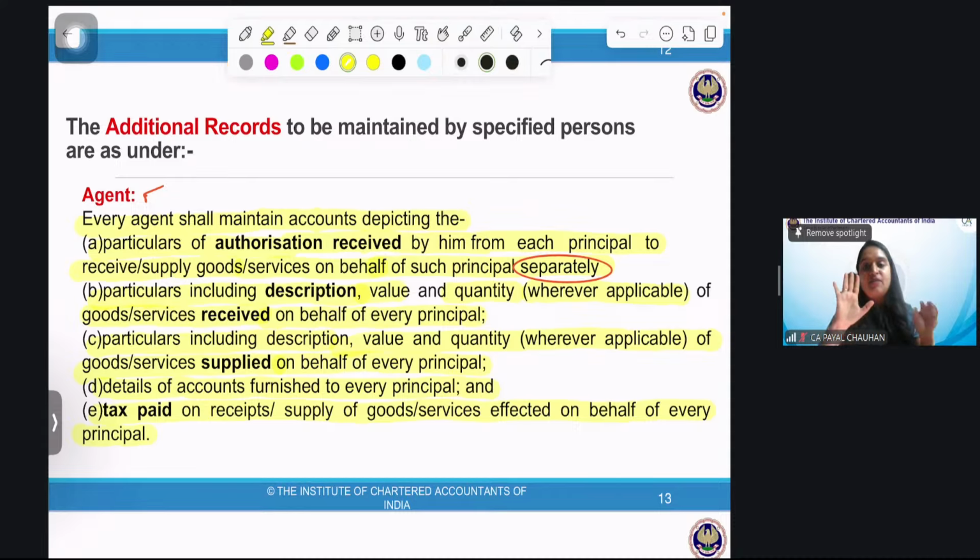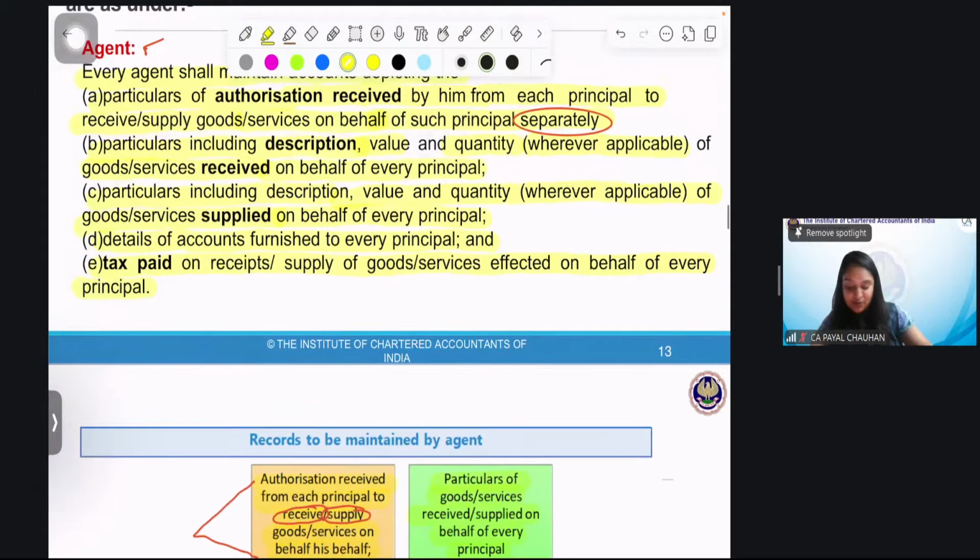First of all, I should have authorization details of all my students available in the class who are giving me the authorization that I could receive and supply the goods. Then the second point, I have received different types of goods on behalf of different principals, so I have a detail of which principal's goods are received by me. At the same time, I should have the detailed summary of the goods which I have supplied on behalf of my principal, the taxes which I paid on behalf of my principal, and the detail about all my principals should be available separately, right?